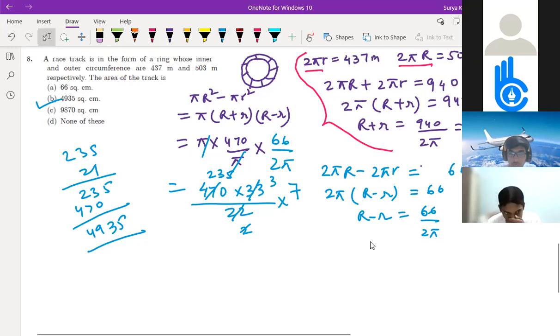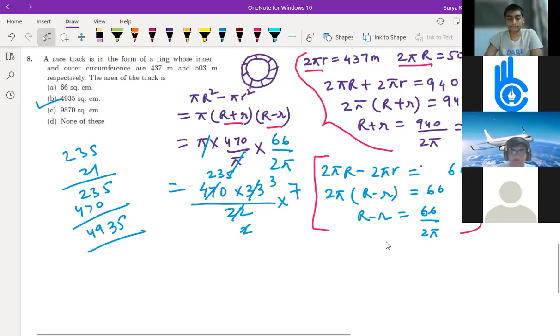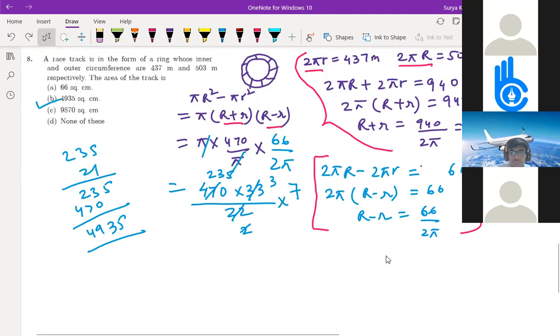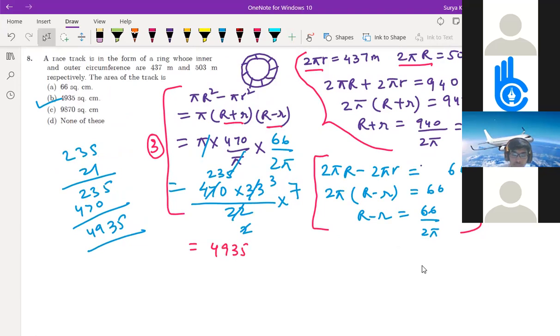Yes, sir. Then once we add and once we subtract to get the values of R plus r and R minus r. If you add both, you will get R plus r is equal to 470 by pi. And if you subtract both, you will get 66 by 2 pi. The first step is this one. Second step is here. Third step, you can do this one. That's it. The last answer is 4935. This is your answer. Is it clear to everyone?